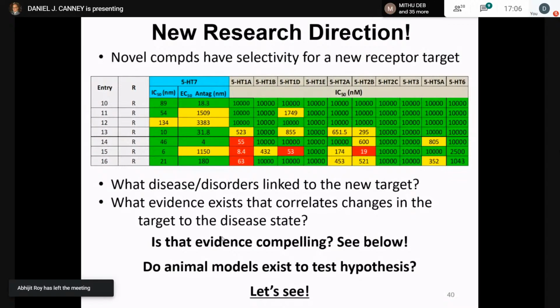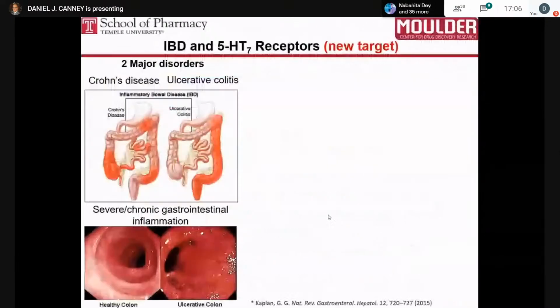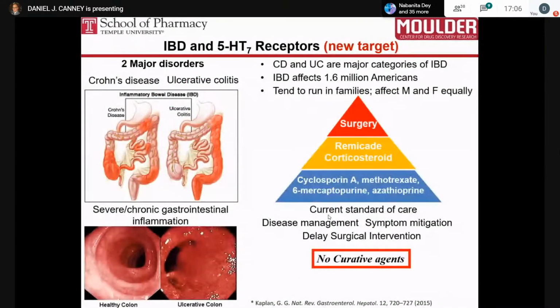Question was then, well, what disorder do you look for, right? What evidence do we have that these compounds are going to be good for any type of disease state, right? And if there is some indication, is there compelling evidence, and then is there an animal model that we could use to look at? And what we decided to start looking at was inflammatory bowel disease and 5-HT7 receptors.